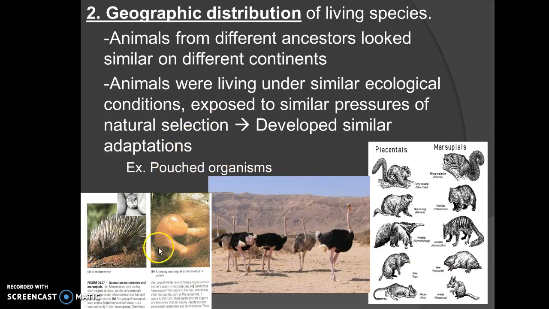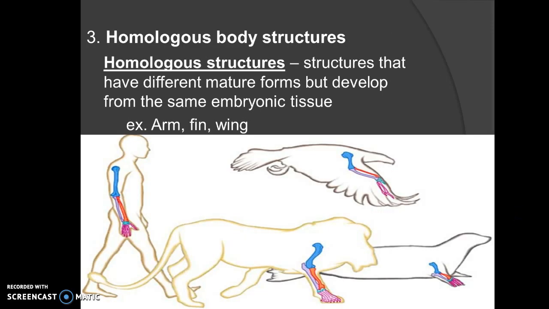Pouched organisms, all these pictures are showing organisms that use pouches for their offspring, to hold their offspring. And you have a bird and you have a mammal. Like, what the heck? They're not the same embryologically, but they have the similar adaptation because the ecosystem, the pressures were similar for that.